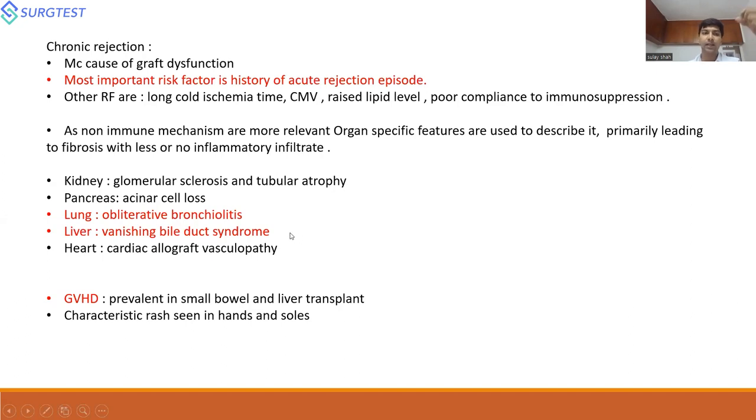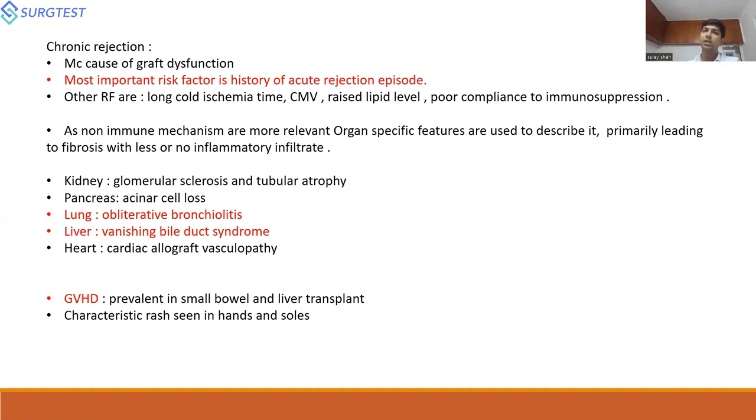Most important being liver. In liver, the chronic rejection is quoted as vanishing bile duct syndrome. So someone can ask you, what is vanishing bile duct syndrome? Or vanishing bile duct syndrome is seen as a what type of rejection reaction? So chronic rejection reaction. Okay, this is about chronic rejection and what are its risk factors, what are its names. Again, there is no primary treatment. The only thing is prevent the acute rejection episodes to happen in the acute stage.